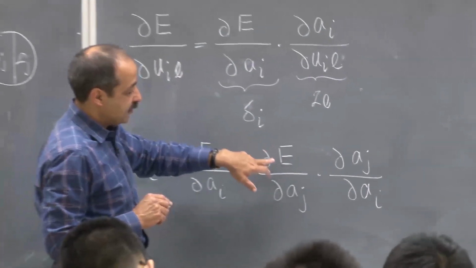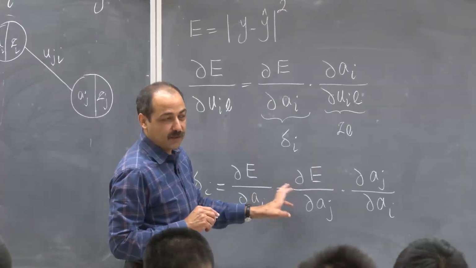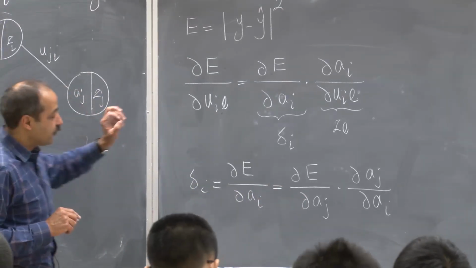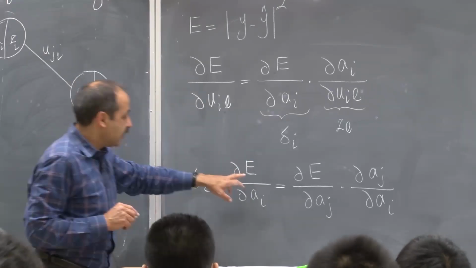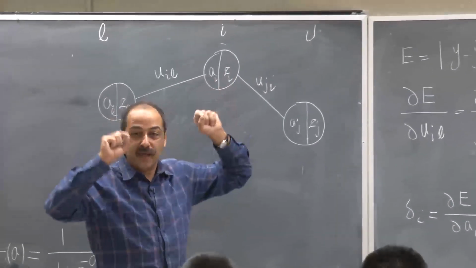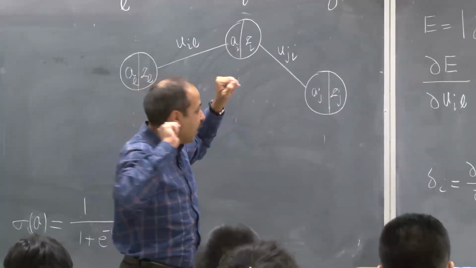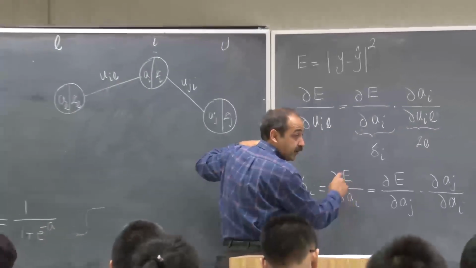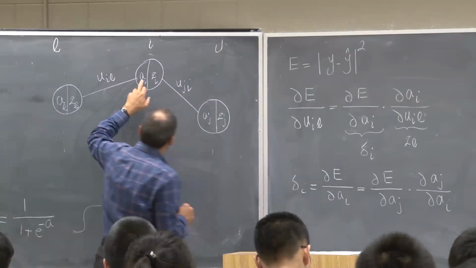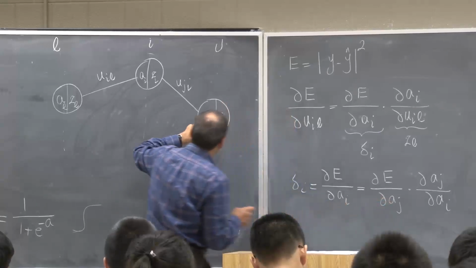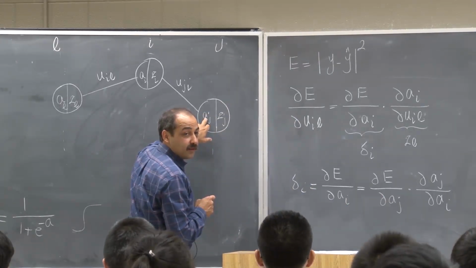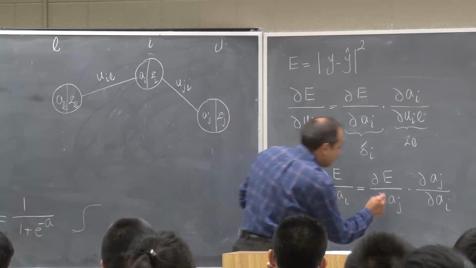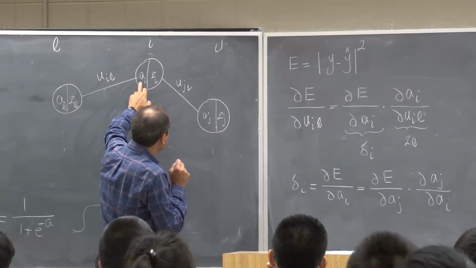But there's something wrong in this formula. I have to modify it a little bit to make it correct. What's wrong here? Don't forget the meaning of this derivative. I'm taking the derivative of this quantity with respect to AI, which means I'm perturbing AI a little bit and I would like to know how E has been changed. The chain rule tells me that when you perturb AI, you actually change AJ.